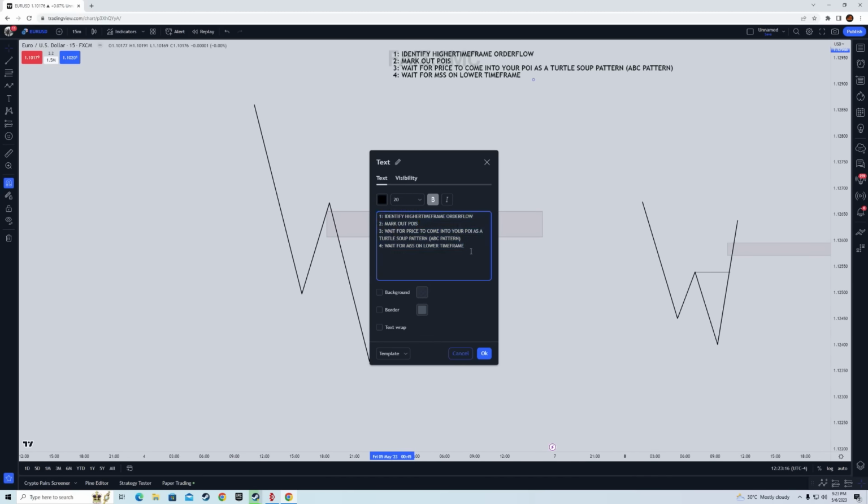Rule number 5 is the market structure shift must happen during kill zone hours, and your entry must be during kill zone hours as well. This is, I would say, the most important part of the strategy, okay? Without time, price is nothing. Without time, ICT concepts don't work because we are talking about algorithmic trading. The algorithms are not active when you are not in the kill zone hours, okay?